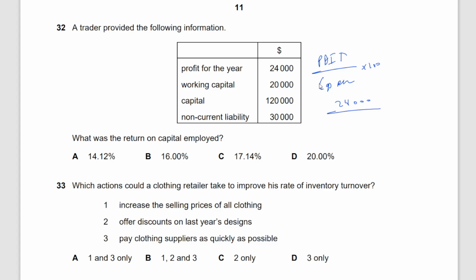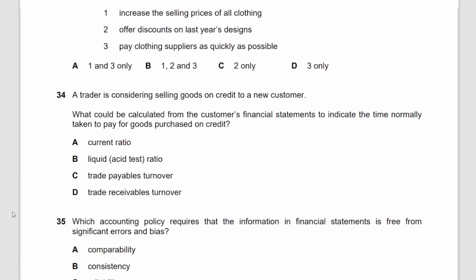Over, what is the capital employed? Capital employed can be calculated in multiple ways. One of the ways is capital plus non-current liabilities. So 120,000 plus 30,000 times 100. So essentially that is 24 over 150 times 100, which gives us 16%. That's the return on capital employed. Let's keep moving.